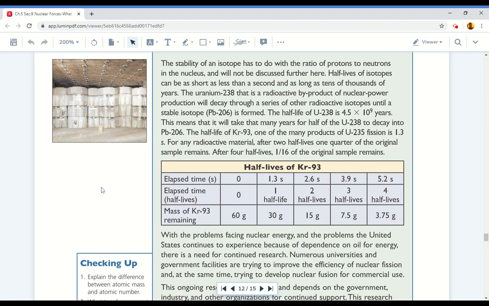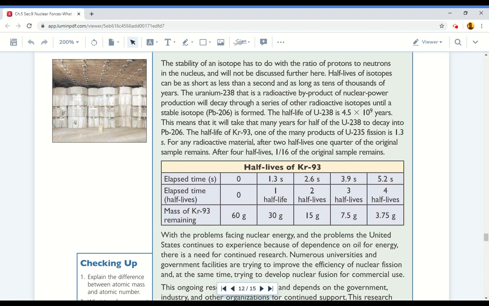Half-lives of isotopes can be as short as less than a second and as long as tens of thousands of years. The uranium-238 that is a radioactive byproduct of nuclear power production will decay through a series of other radioactive isotopes until a stable isotope is formed. The half-life of U-238 is 4.5 times 10 to the 9th power years. This means that it will take that many years for half of the U-238 to decay into Pb-206.